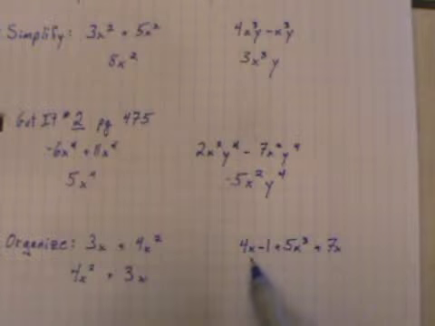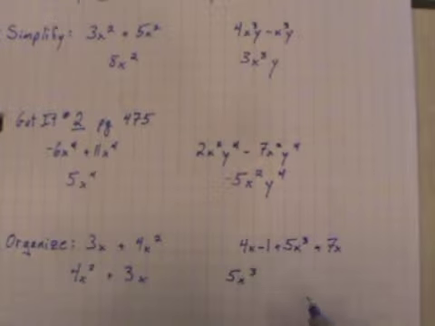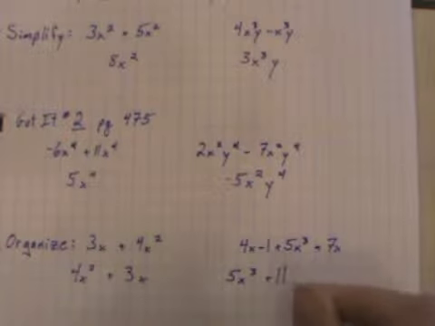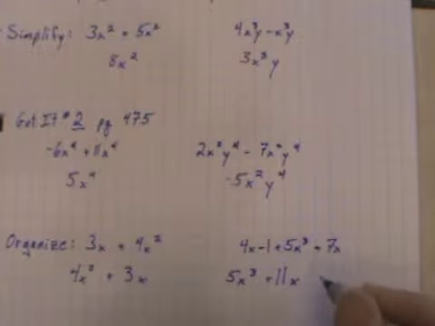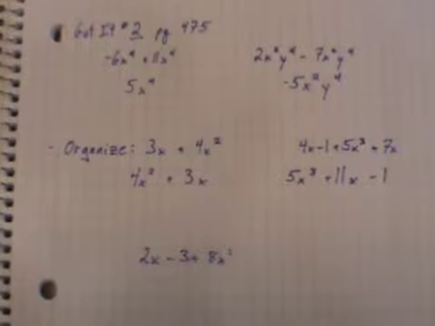I'm going to organize this by putting the x cubed term first, 5x cubed. Then next will come just the x terms. So 4x plus 7x is going to give me 11x. And then last but not least, minus 1. Can't do anything else to combine or simplify that because we don't have any more like terms, but that is simplified and organized. Beautiful.